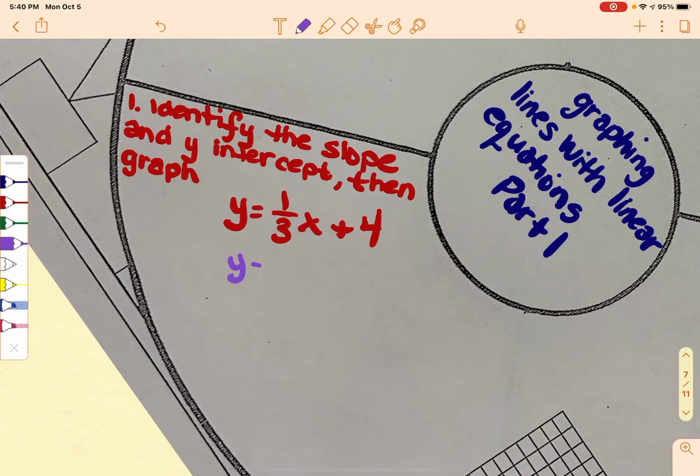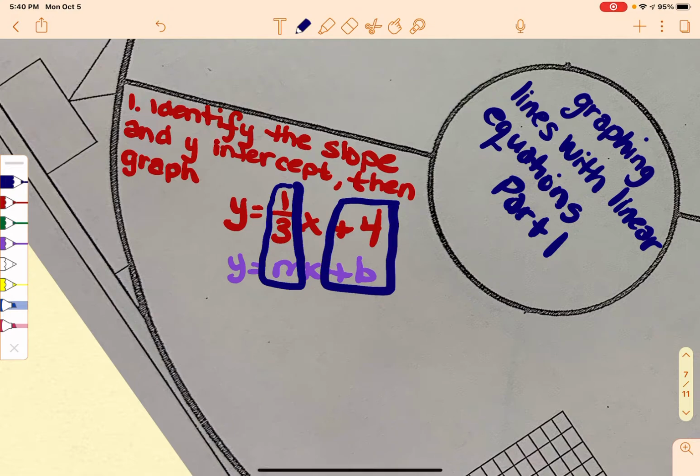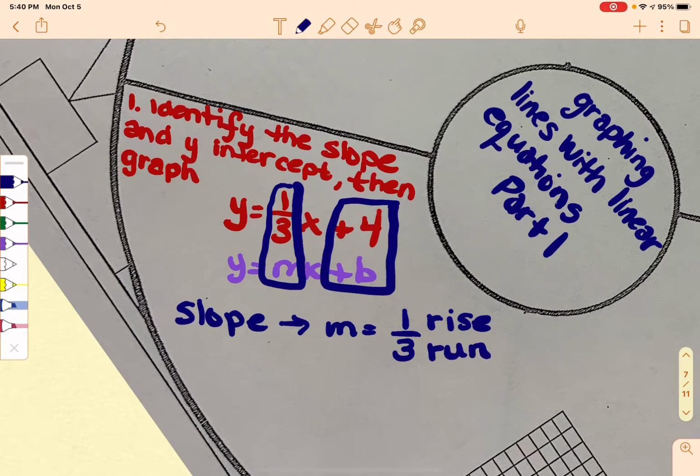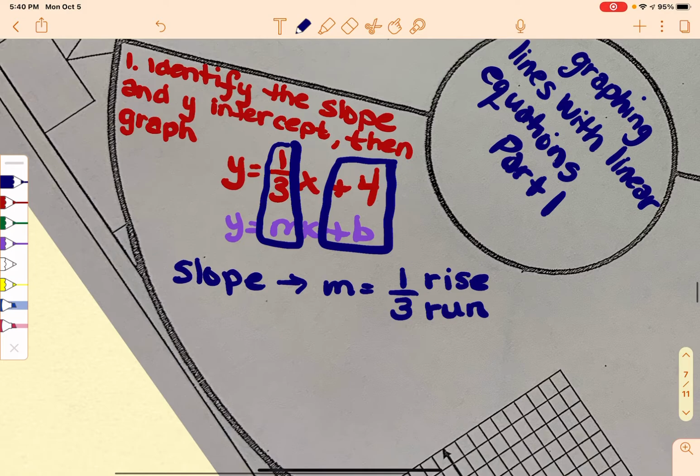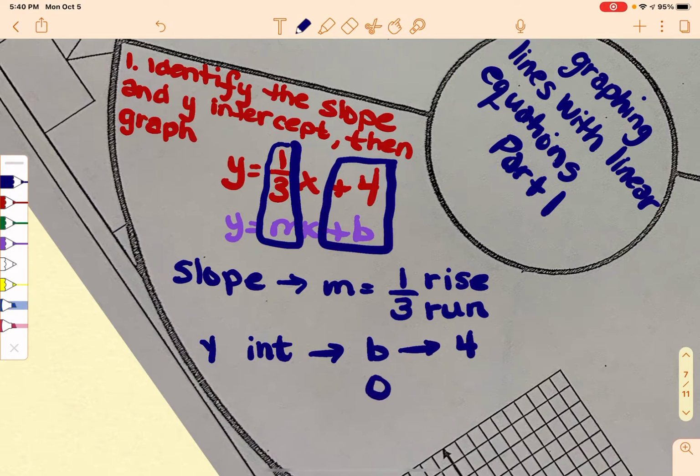So when we're doing this, it really is a comparison to this. So in this, I can see there's my m value, and there's my b. So that means that my slope is going to be m. So my slope is 1/3. So I'm going to help you out a little bit since we're graphing. The 1's going to be the rise part, and 3 is going to be the run. My y-intercept is my b value. That's going to be 4. That also means the point (0, 4) is going to be on the graph.